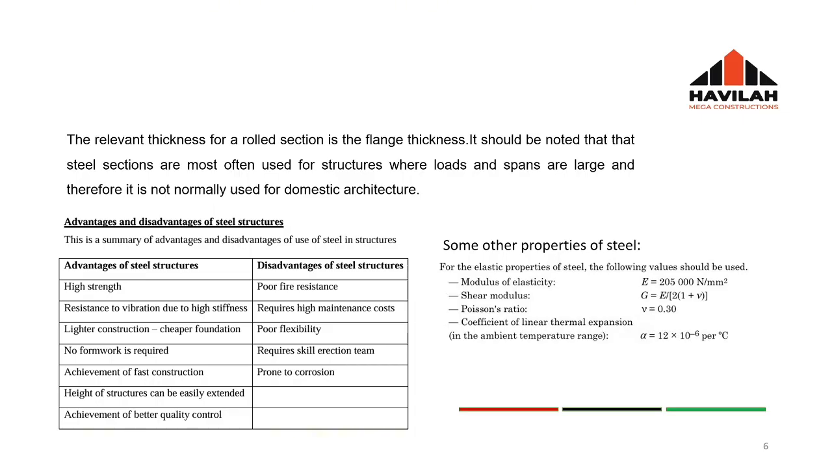All right, so there are advantages and disadvantages of steel structures, which I feel is important that we know before we go ahead. One of the advantages is that it has high strength. Also, it is resistant to vibration due to high stiffness. It constitutes a lighter construction and it has a cheaper foundation. No formwork is required, of course. Achievement of fast construction, yes, because you don't have to wait for the concrete to achieve its desired strength, like the 28 days strength.